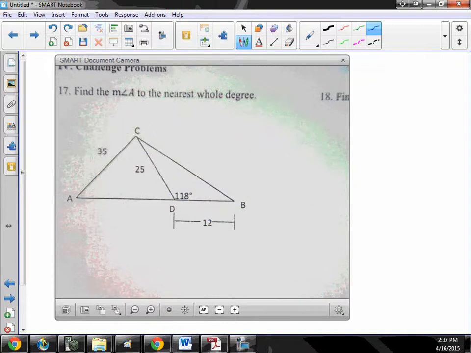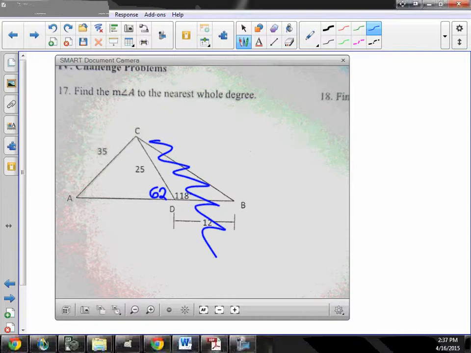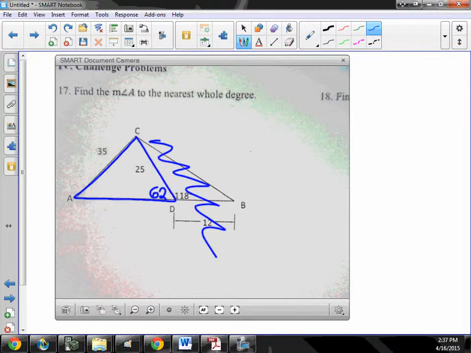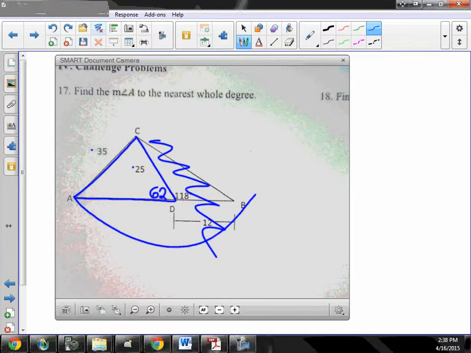Jason noticed the supplement of 118, 62, and now I can eliminate this triangle altogether, and I have angle, side, side. How many triangles is this one going to have? 1, because when I swing this 35, it's too long. So it's only going to have one answer. Law of sines will tell us angle A.